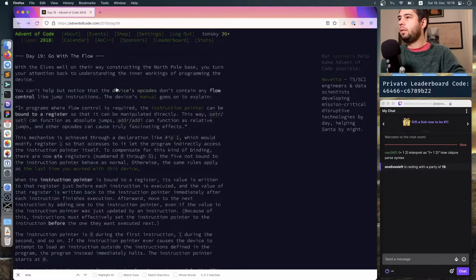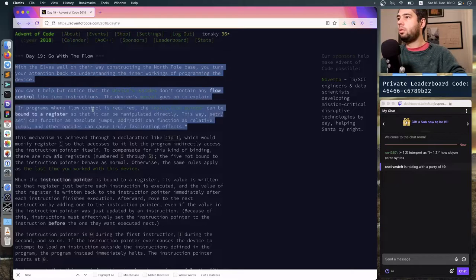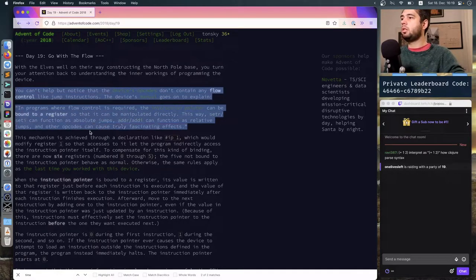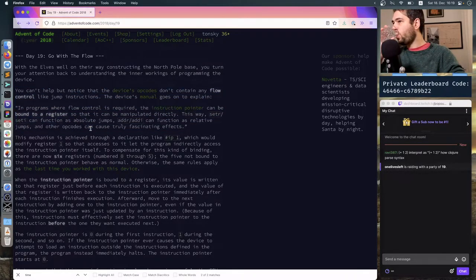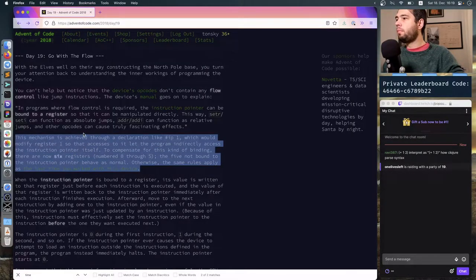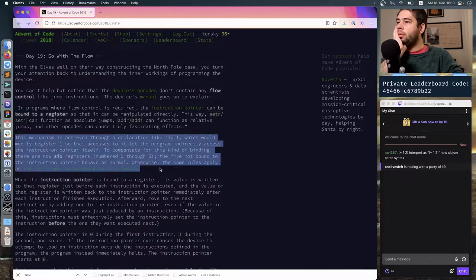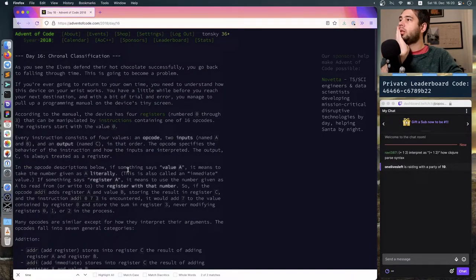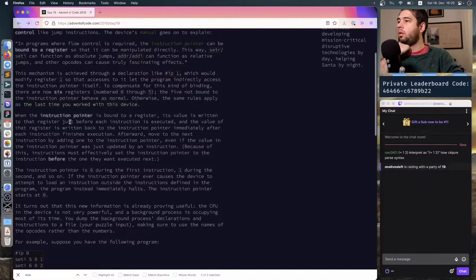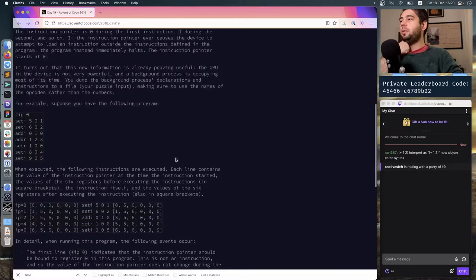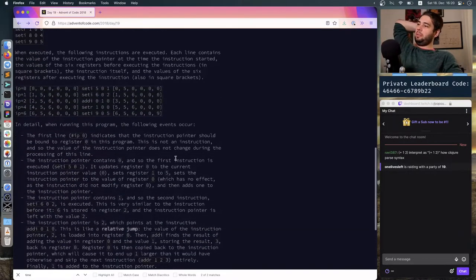Yeah, I remember this one. This was fun. Flow control, like jump instructions. There's my algorithm to explain programs where flow control is required. The instruction pointer can be bound to a register so that it can be manipulated directly. Okay, so you need to go to day 16 apparently. Wow, so I need to read two problems instead of one.